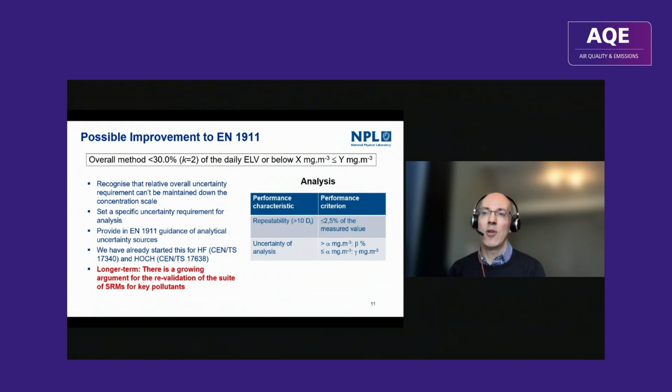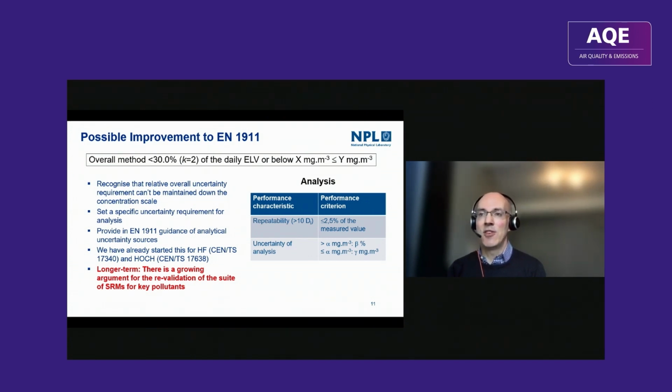And again, have those discussions about what kind of additional requirements we would put in 1911 to give us the kind of comparability that we need in that analytical step to be able to monitor some of the limit values in line with BAT conclusion type documents.